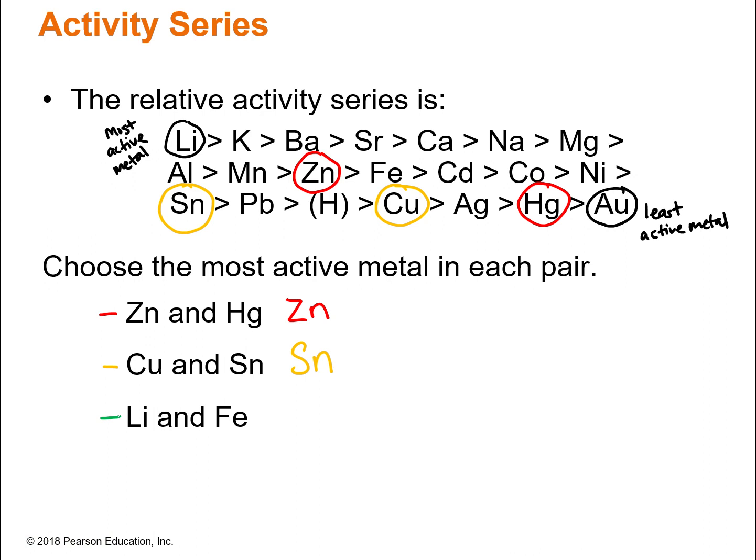Last one, we've got lithium and iron. Well, lithium, we already said, is the most active metal. So anything up against lithium, lithium wins hands down. But for completion's sake, here is iron. Lithium is clearly before iron, so it would replace iron in a compound. That's how we use the activity series.